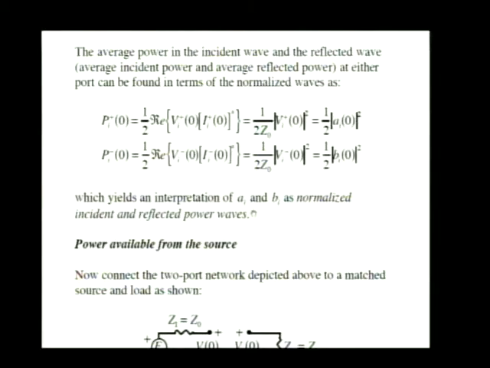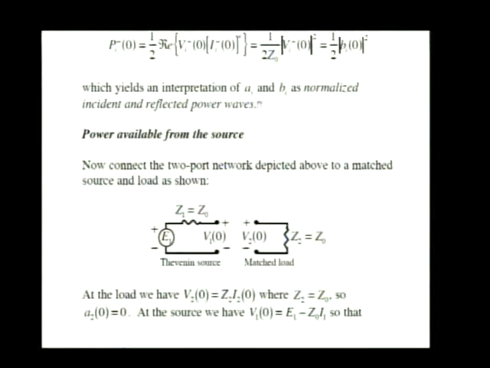Some people even call A and B normalized incident and reflected power waves. I don't like that notation. I think next time I type out these notes, I'm going to take that out altogether. I think that's more confusing than helpful.